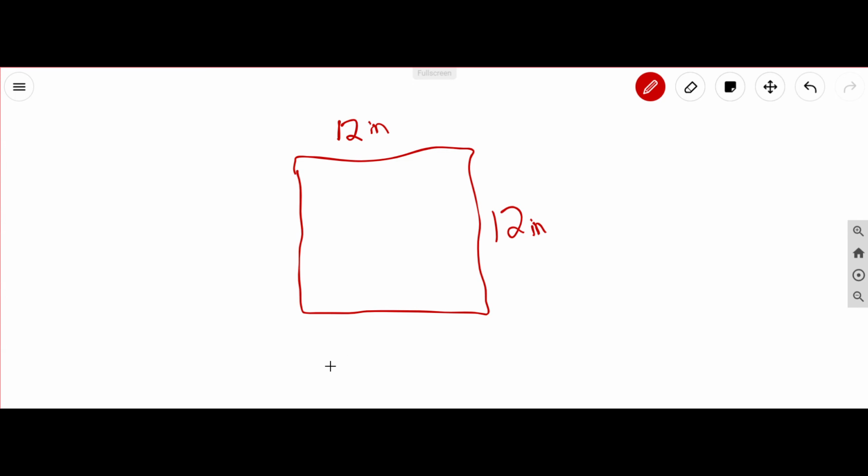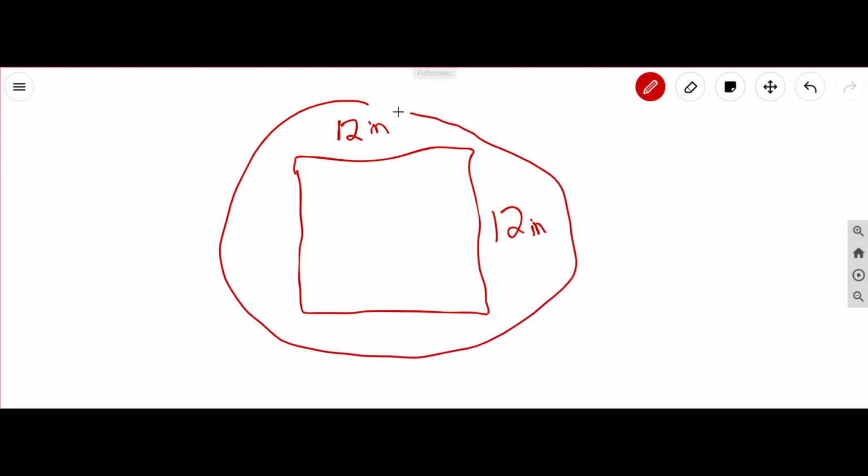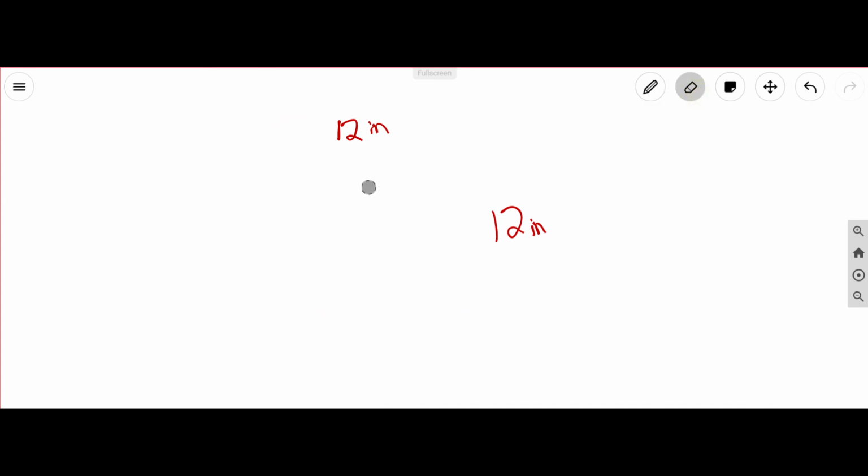And the area of the room might be 144 square feet. That means you would need 144 of these squares to fill up the entire room's floor. Just to put it into perspective. And with that, we will wrap up our lesson.